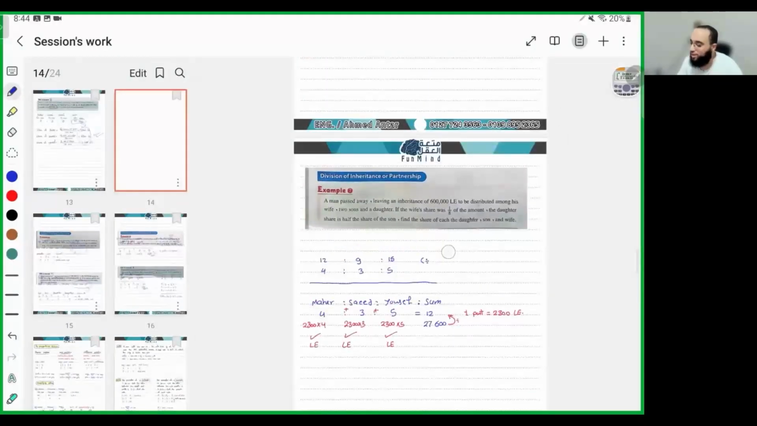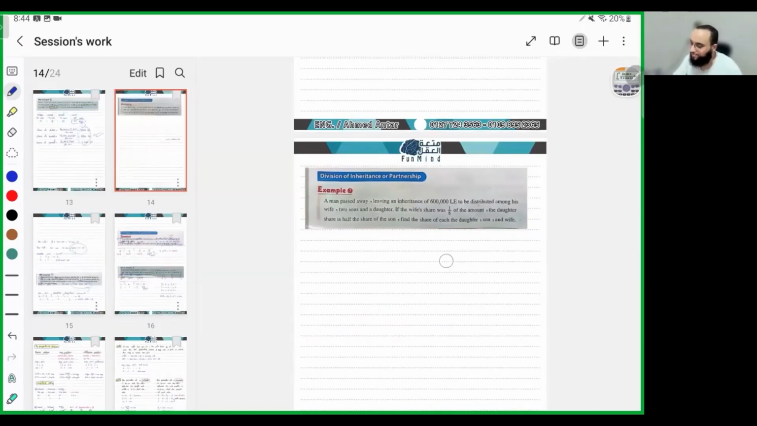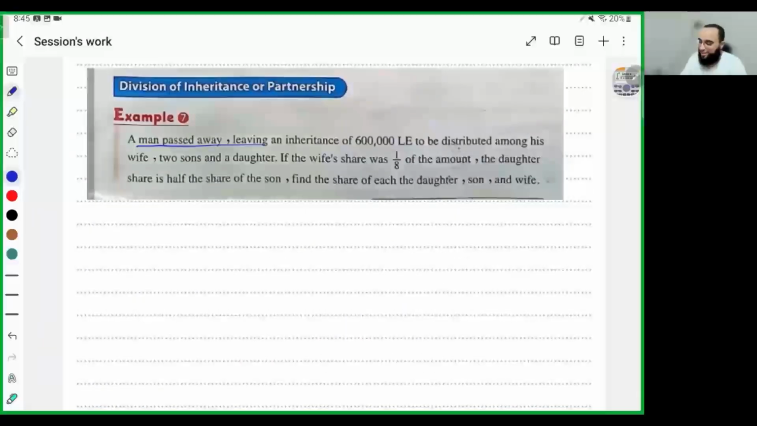You know, يا رقية, if a man died, what happens? A man passed away, leaving an inheritance of 60,000 pounds. This is the money that he had as alive. If he died, this money goes to whom? Goes to his wife, his sons, and his daughters. That's right.